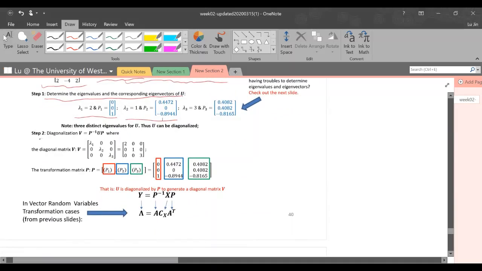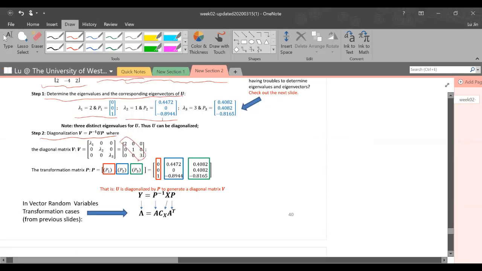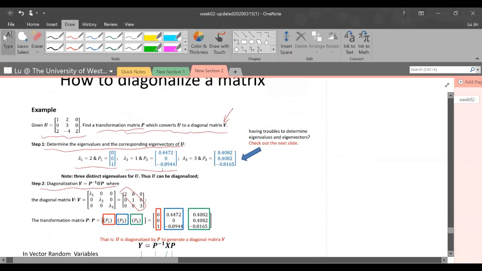Next one, let's start the diagonalization. V equals P inverse U P. So V should be just a diagonal matrix, and the eigenvalues are just along the diagonal direction. So lambda 1, lambda 2, lambda 3. So 2 and 1 and 3 are given here. These 3 values come from lambda 1, lambda 2, and lambda 3.